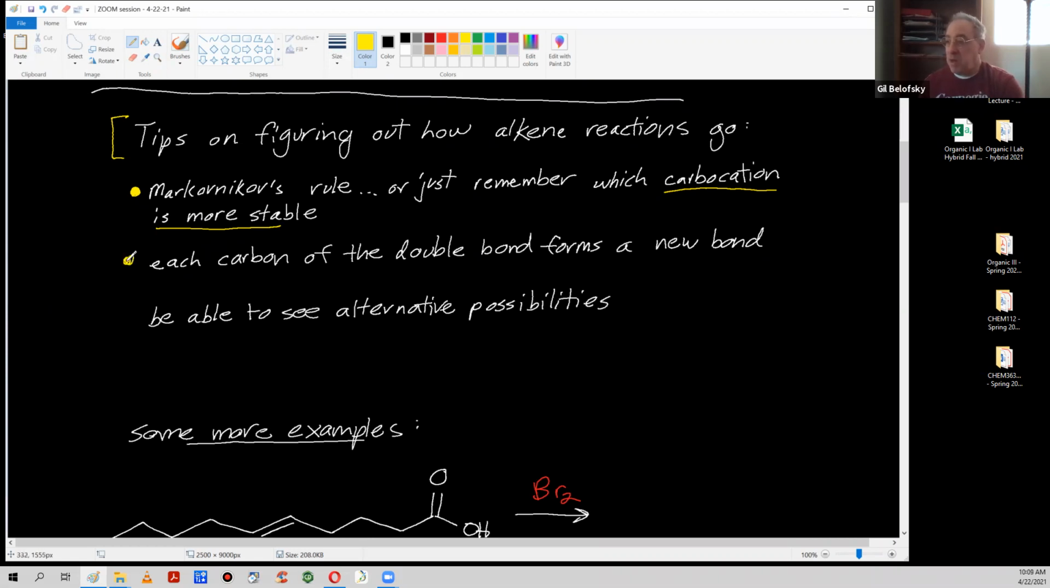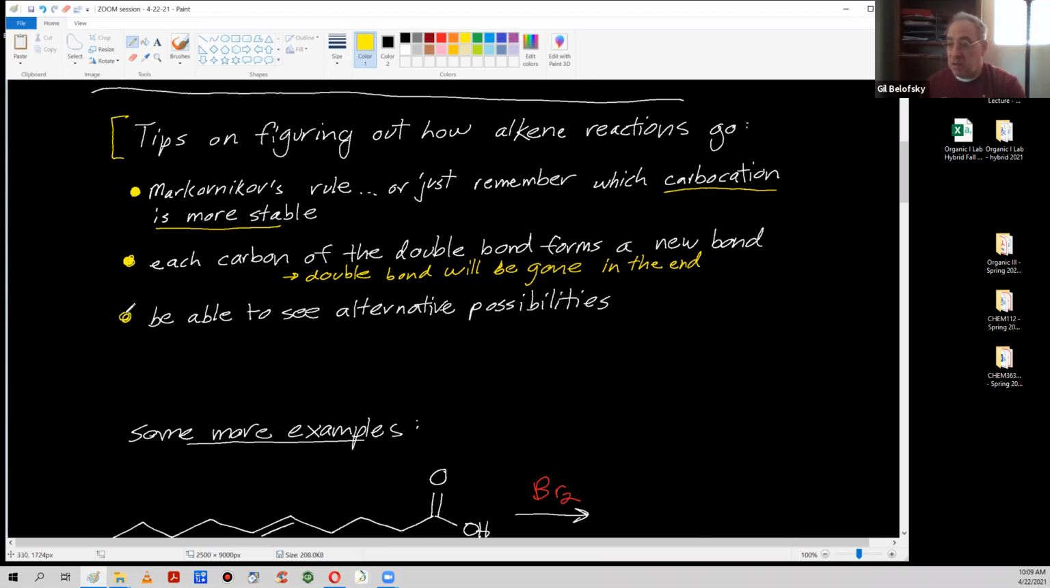Each carbon of the carbon-carbon double bond forms a new bond. And so clearly the double bond will be gone in the end. And hopefully you've worked enough practice problems in the book and so on to realize that when you add, say, HBr to a double bond, you get the H attaching to one of the carbons, the bromine attaching to the other carbon, but the double bond will be gone because it's the electrons of the double bond that are needed to make those new bonds. That's a super important point.